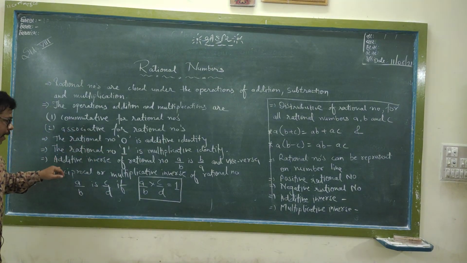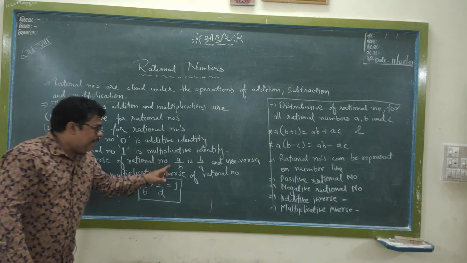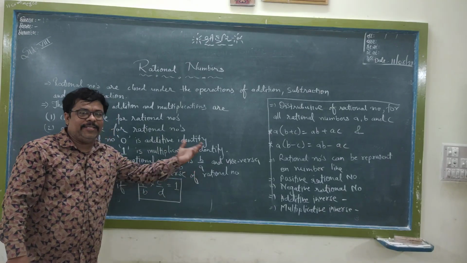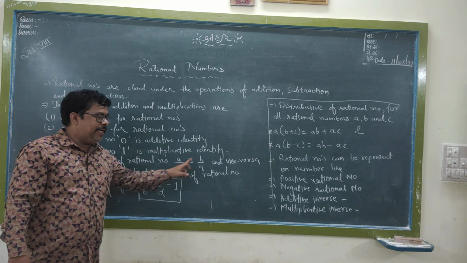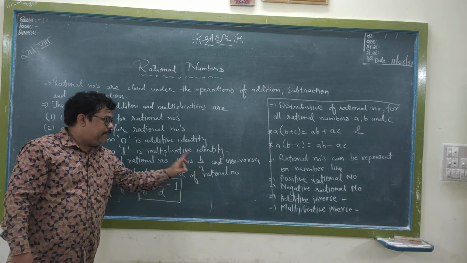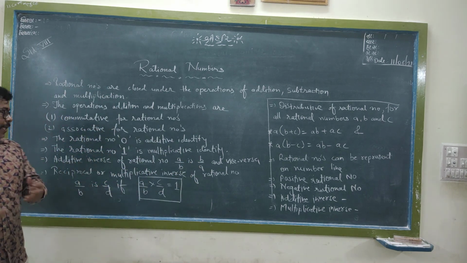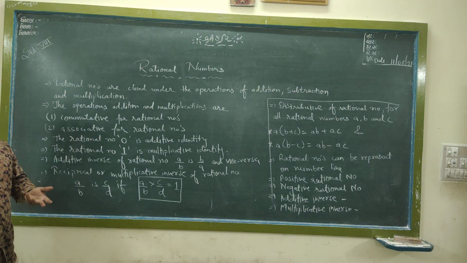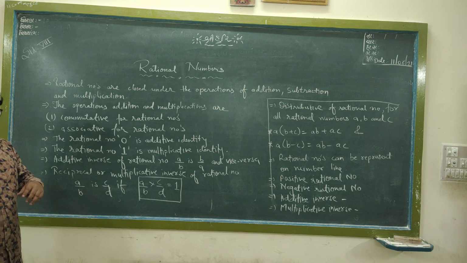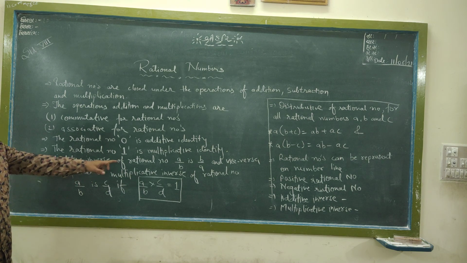Next, the additive inverse of a rational number a by b is b by a, and vice versa. Vice versa means for a by b it is b by a, and for b by a it is a by b. Additive inverse, what? 2 upon 3 will become 3 upon 2. That is the additive inverse.